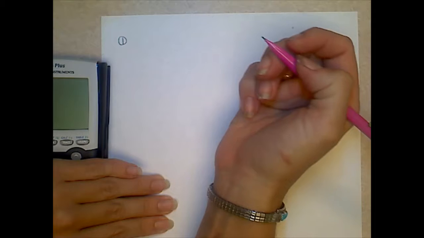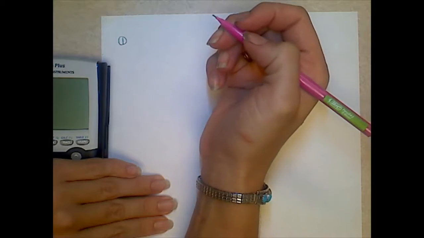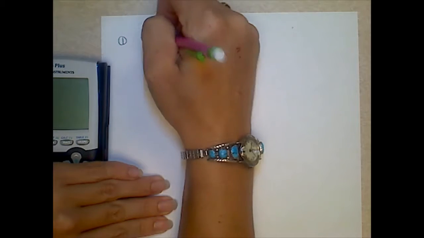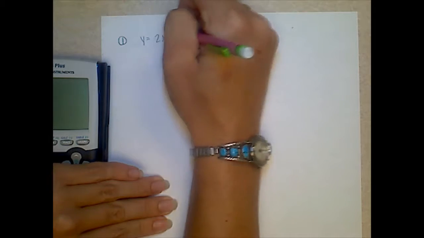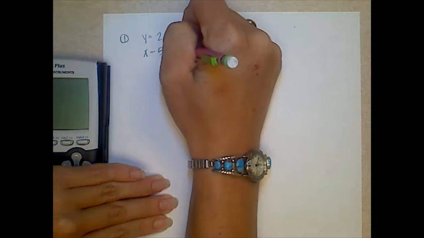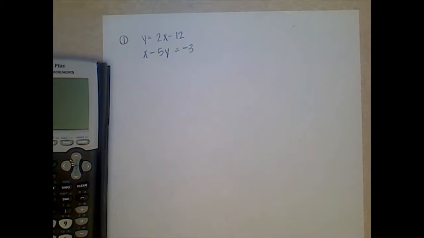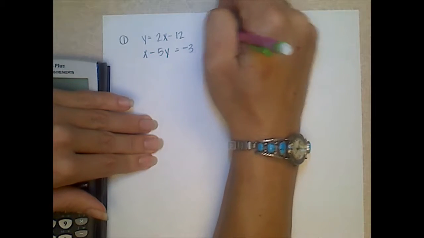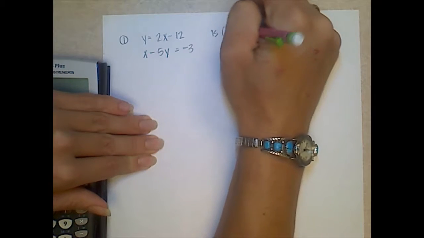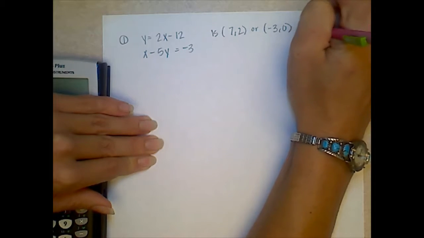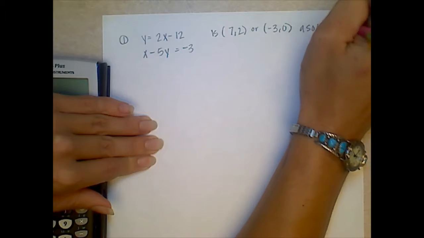So, first of all, the first question is asking if the points (7,2) or (-3,0) are solutions to a system. The system of equations is just two different equations. I'm just copying this off of your review so you can work the problem. This is just a plug it in type question. So is (7,2) or (-3,0) a solution?